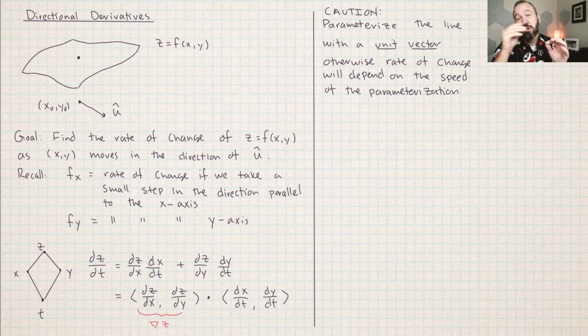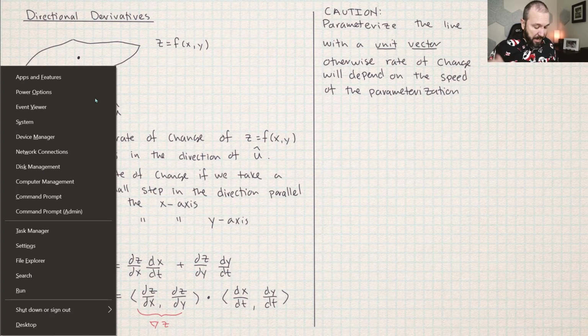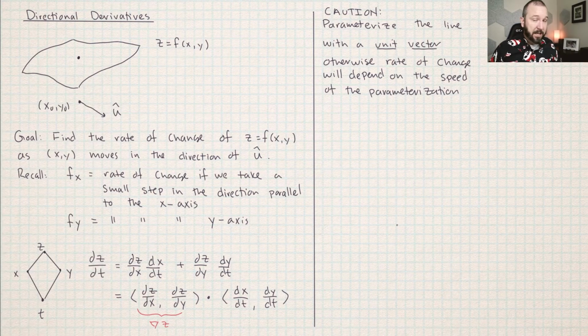Otherwise, let's suppose that we parameterize the line and the particle is moving along the line very quickly, then if we take a small step in this direction, because the parameterization is moving along the line, that will actually turn it into a really, really big step. And then that's going to make the rate of change of the surface look even larger. So we don't want the rate of change of the surface to depend on the parameterization we use. So you always have to make sure that you use a unit vector to represent the direction of motion.